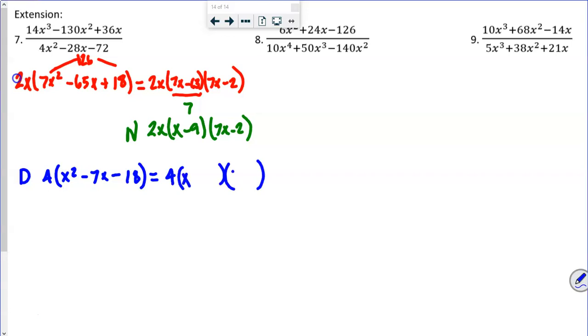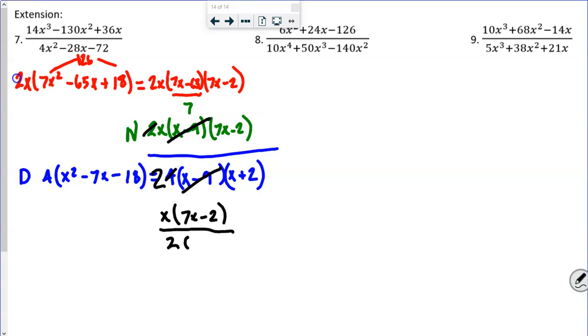So we get x and x. What are the factors of negative 18 that add up to be negative 7? That would be negative 9 and positive 2, right? Okay, so now do you guys see any common factors in the numerator and the denominator that we could scratch through or eliminate? So that one right there, the x minus 9, x minus 9, right? And then do you notice that the 2 and the 4, but this leaves us a 2 down here, okay? So what our answer is going to be is x times 7x minus 2 over 2 times x plus 2.